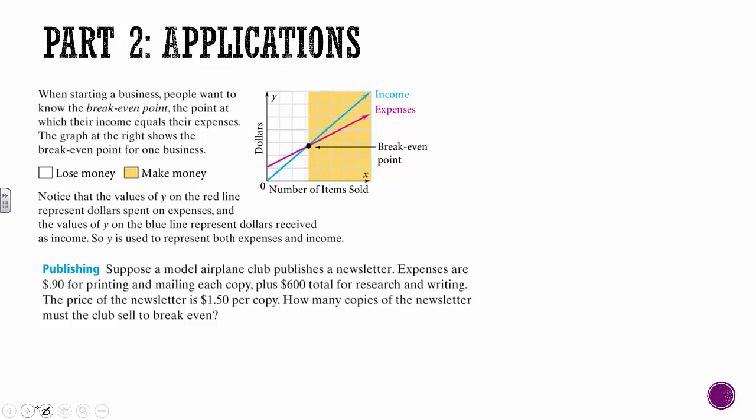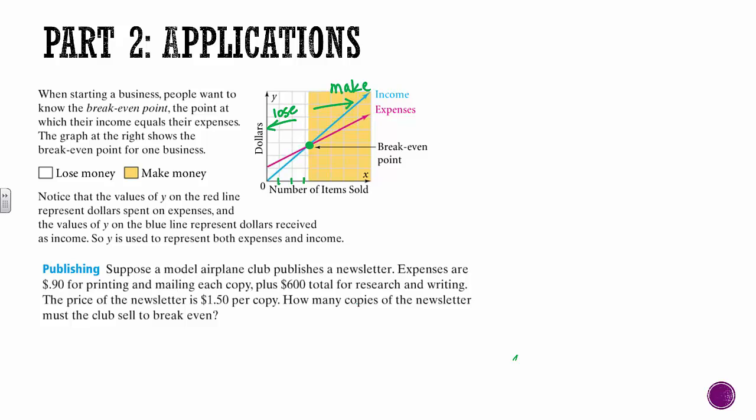So when starting a business, people want to know the break-even point, or the point at which their income equals their expenses. So if we take a look at this graph on the right, it shows the break-even point for a business. So this pink line here is how much money they have to spend. The blue line is their number of income. So if they sell like 1 or 2 items, they're spending more than they're making. And then eventually they'll get to a point where they start making more than they're spending. And this point right here of intersection is the break-even point. Everything after this, they are making money. And everything less than this, they're losing money.